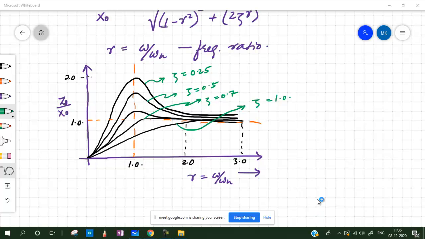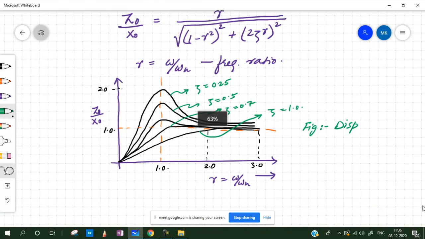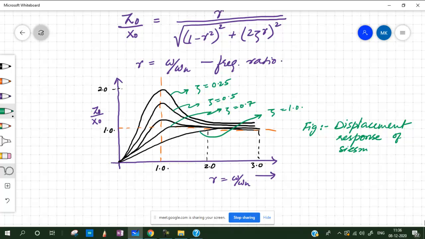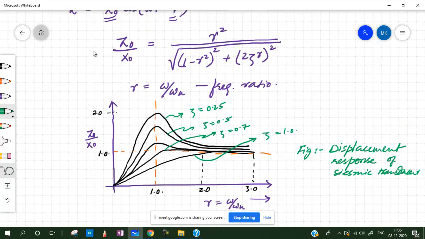So we call this the displacement response of what is called a seismic transducer. Okay, so this is nothing but the plot of z0 by x0 in terms of this r. If you plot z0 by x0 with respect to r, this is what you would get for a particular value of zeta. So you fix zeta, solve this, and plot it for different values of r. Then change zeta and again plot it. So this is how it would look like.